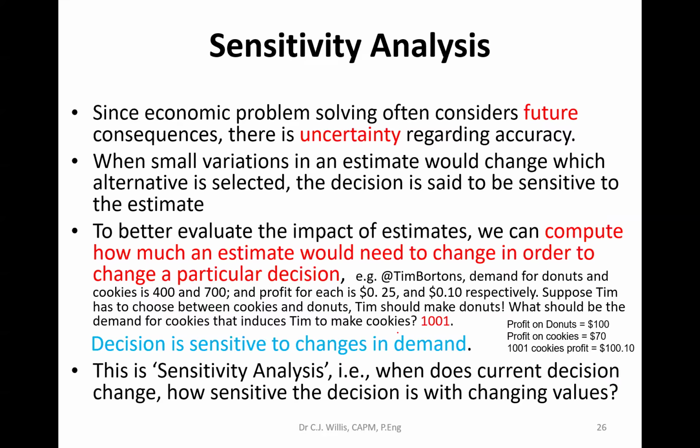All right, sensitivity analysis. There's another analysis called sensitivity. I think I will add a little bit more examples here. I got a few more examples, I may add them later. Since economic problem solving is often about future consequences, there is uncertainty regarding the accuracy. Small variations in the estimates would change the alternative selected, obviously. They're data dependent. So sensitivity is usually a what-if analysis. What if I do this? What if I do that? That kind of thing is sensitivity analysis.